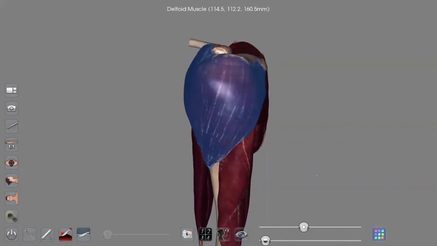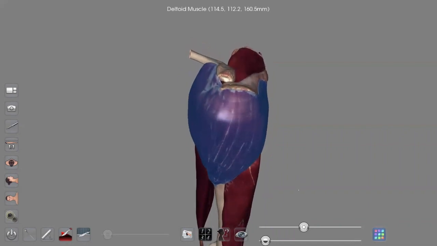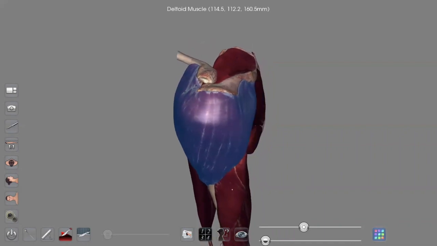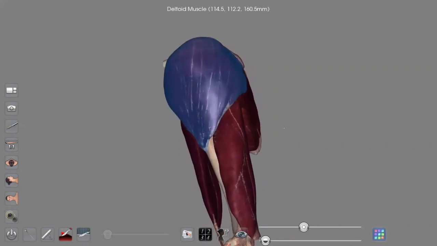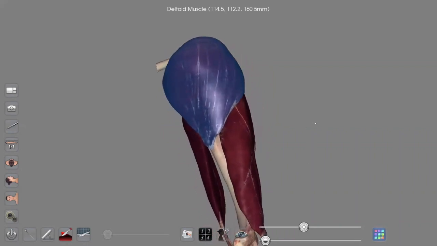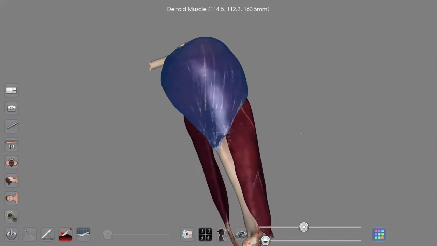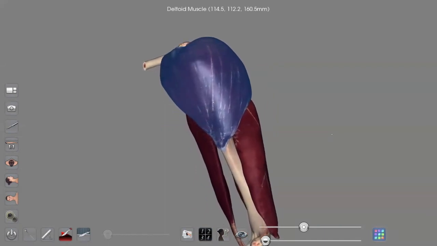The deltoid has an origin along the lateral third of the clavicle, the acromion process, and the spine of the scapula. The deltoid muscle inserts on the deltoid tuberosity of the humerus approximately halfway down the shaft of the humerus. The deltoid muscle is innervated by the axillary nerve.